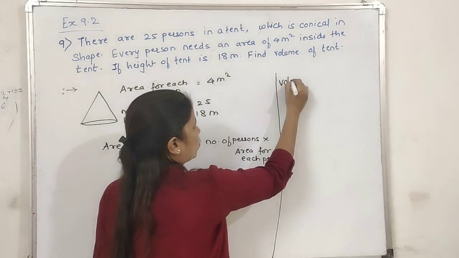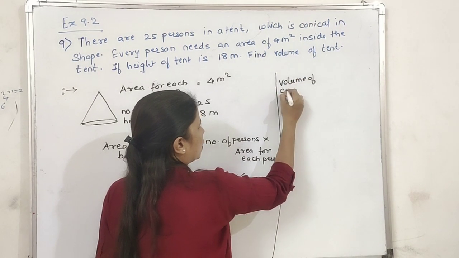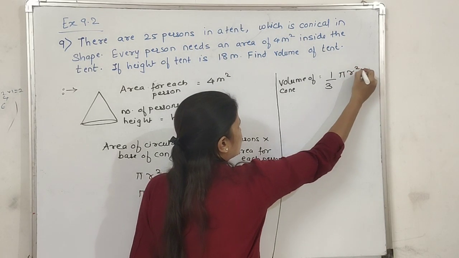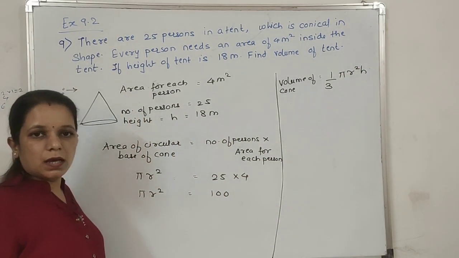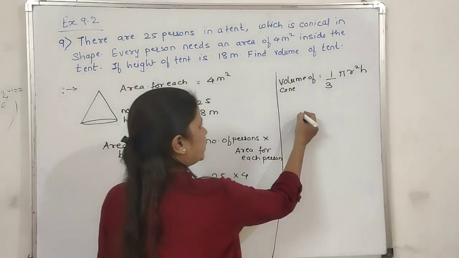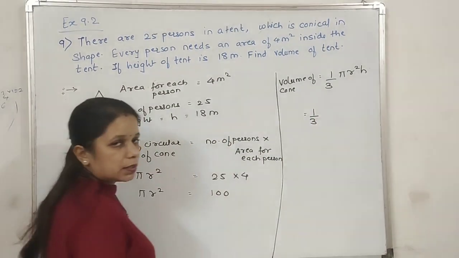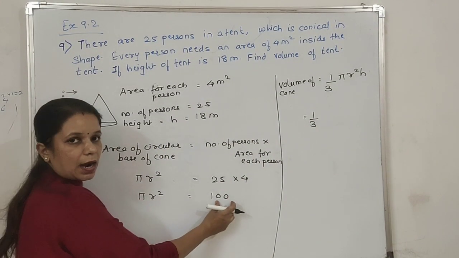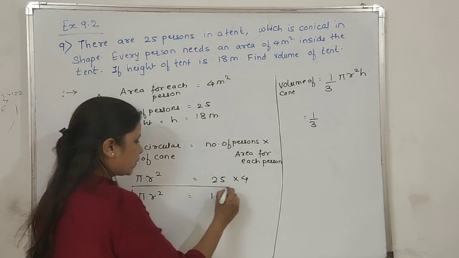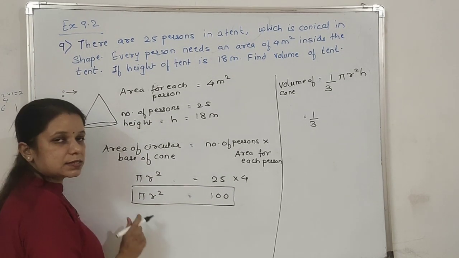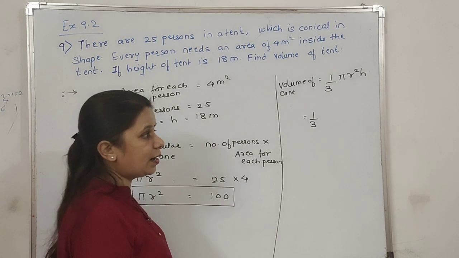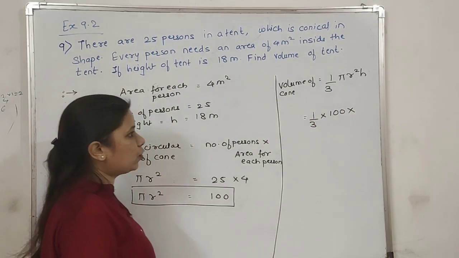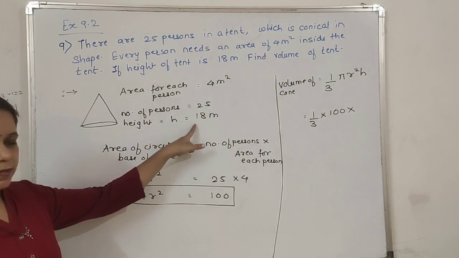So volume of cone equals 1 by 3 pi r square h. Now here we will just put the values. 1 by 3 pi r square means 100, because pi r square, that is the area of the circular base, we have calculated as 100. So into 100 into the height of the cone, which is 18.